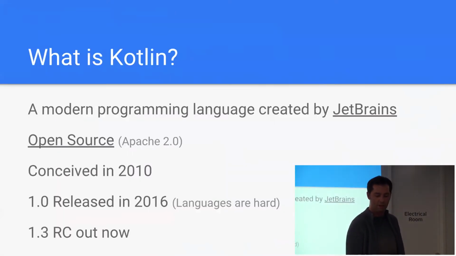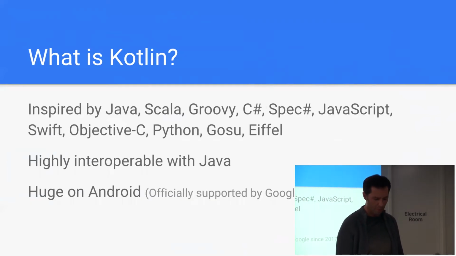So what is Kotlin? A modern programming language. It was created by JetBrains, makers of IntelliJ. I think they really created it to rewrite a lot of their huge suite of IDEs and huge code base. I think they tried to do it in Scala, it didn't really work out, and so Kotlin was born. It's open source, Apache 2.0, you can contribute to it on GitHub. It was conceived in 2010, 1.0 came about 6 years later, so languages are hard to do. But 1.3 RC is out now, and it's maturing pretty nicely. 1.3 is what we'll be looking at.